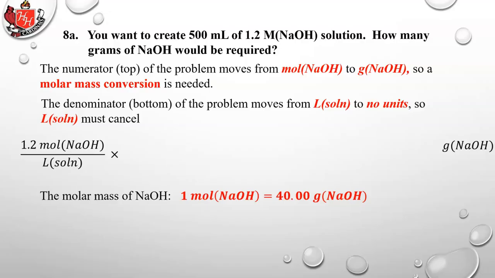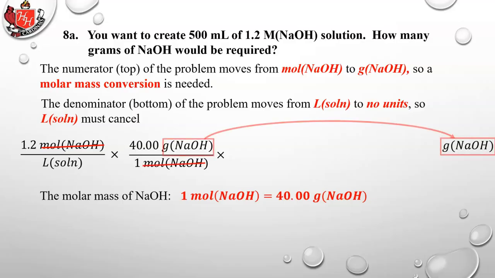So we're going to use the molar mass of NaOH. You compute that from the periodic table. There it is. Okay. And now what we're going to do is moles of NaOH cancels with moles of NaOH, and what you have is grams of NaOH on the top. That's what you want for your final answer. Now we've got to get the liters of solution on the bottom to go away.